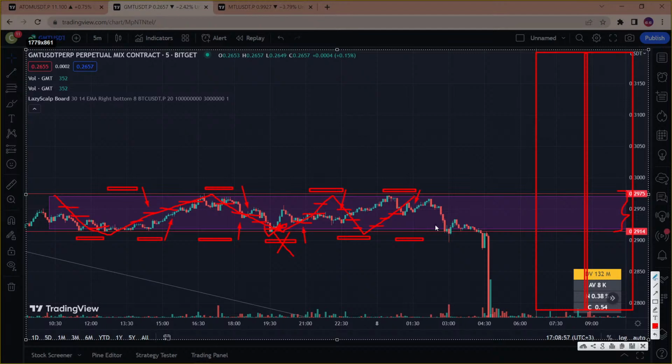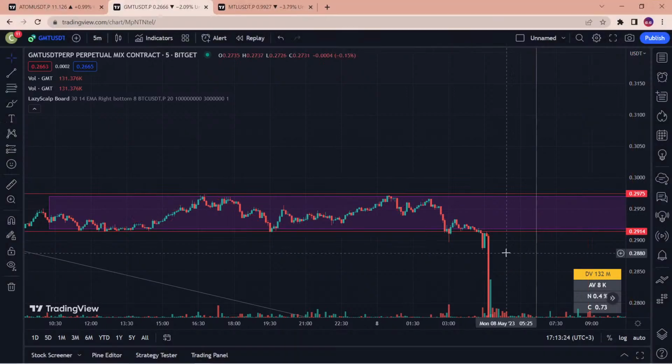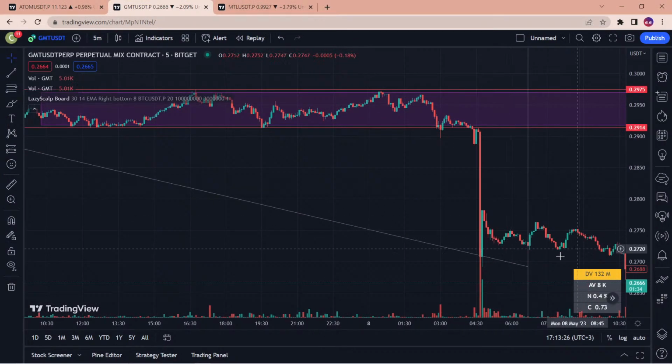As soon as he is done, he lets the price break the structure. He cancels all these limit orders and the price makes this movement. And then he's fixing there.